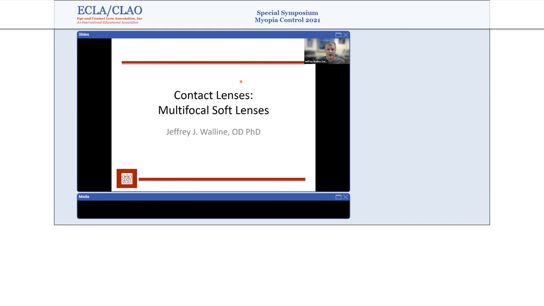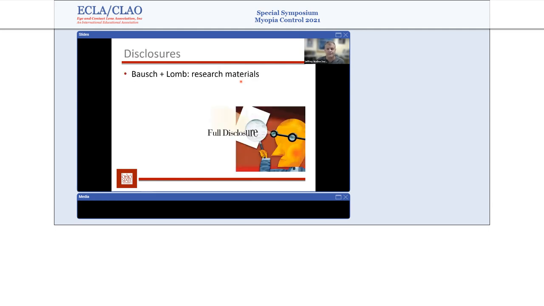I'm also the study chair of the Bifocal Lenses in Nearsighted Kids, or BLINK study, a National Eye Institute sponsored randomized clinical trial to investigate the effects of soft multifocal contact lens wear on myopia control in children.